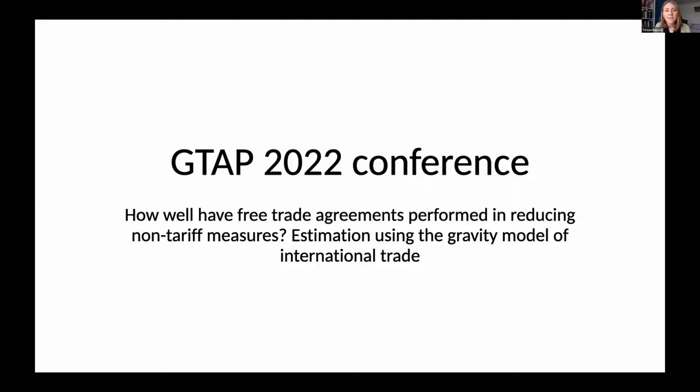Great, thank you. So hello everyone. Sorry, I missed the introductions. So I'm sure I have been introduced, but I'm Tereza. I work at the UK Department for International Trade, and I've put together a paper that looks into and evaluates how effective free trade agreements have been in reducing non-tariff measures. And we've estimated this using the gravity model of international trade.